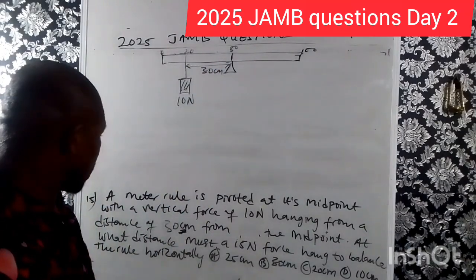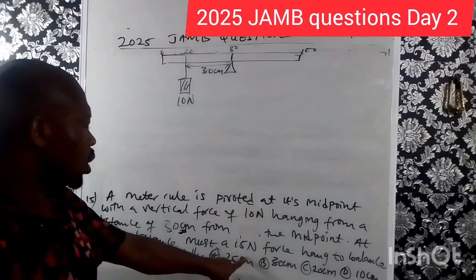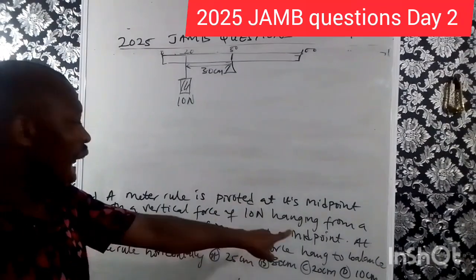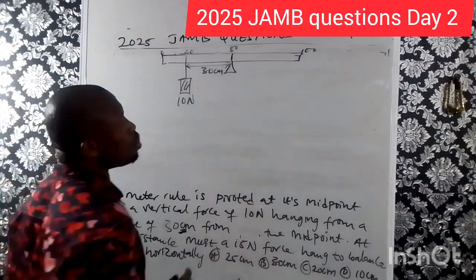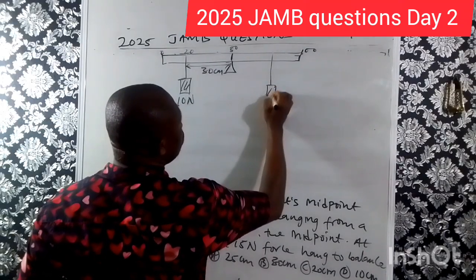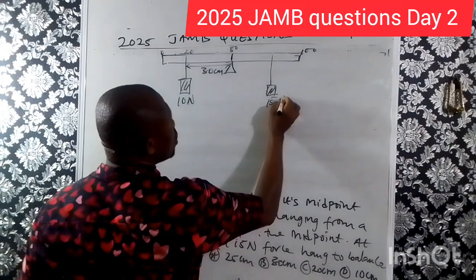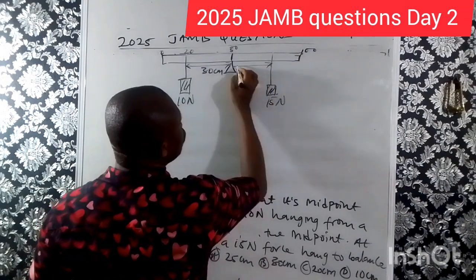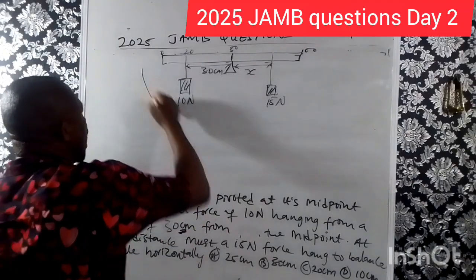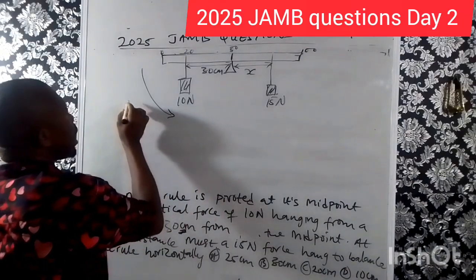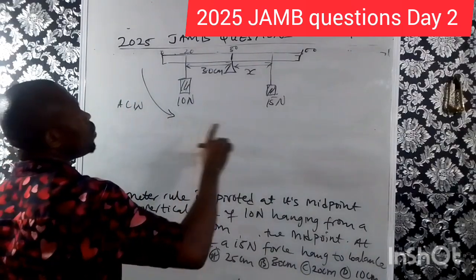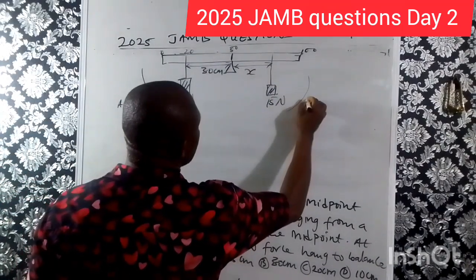Now they said, what distance must a 15 Newton force hang on the other side of the meter rule in order to keep it horizontal? So assuming I have another mass here, 15 Newton. The distance it will have here is x. And of course, we have that here is anti-clockwise, while this side is the clockwise.